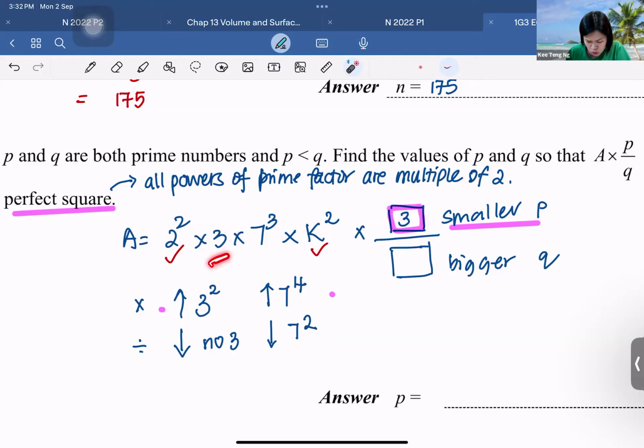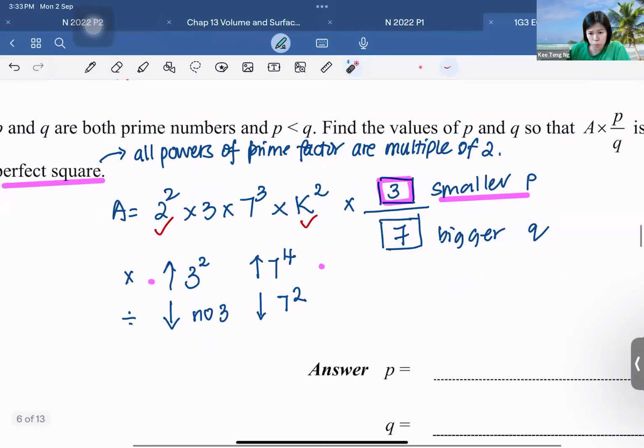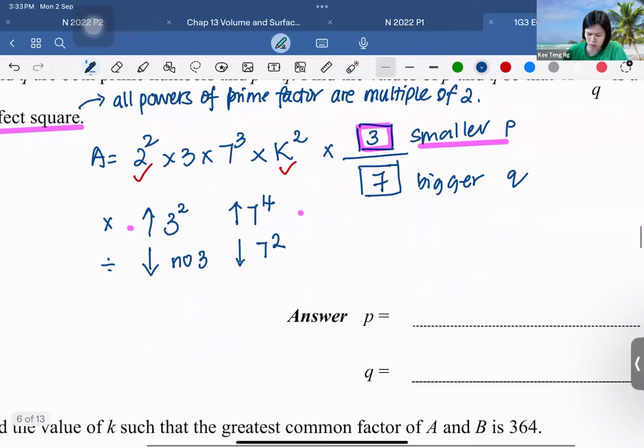So I settled 3 already. The next number I need to divide away, that will become divide by the number 7. So that 7 cubed divided by 7 will become 7 squared. So I divide by 7. So P is the smaller number, which is 3. Q is the bigger number, which is 7.